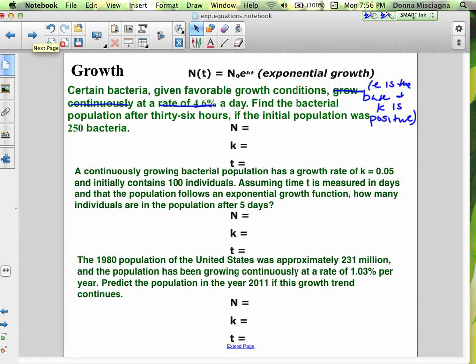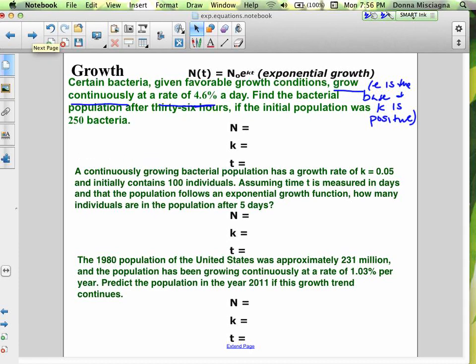All right, so this is k. And so we need to write that as a decimal. If what we have is 4.6%, that means k is going to move the decimal place 2 times, 0.046. That's k.